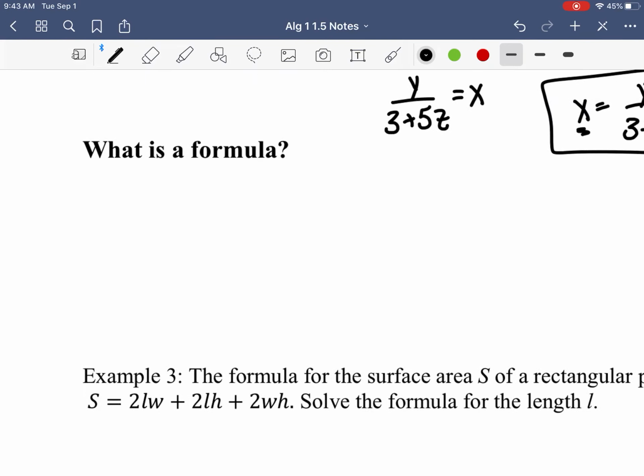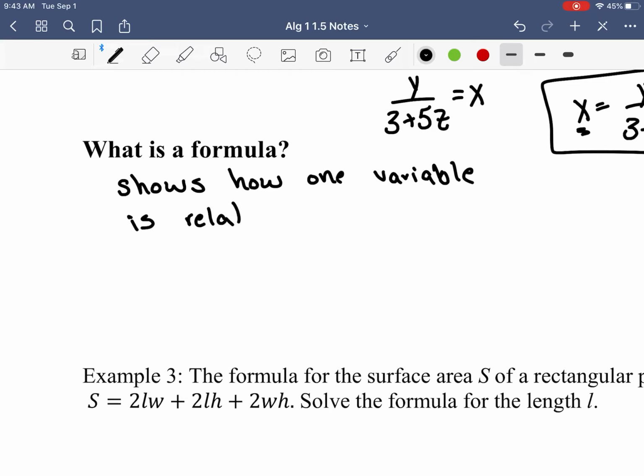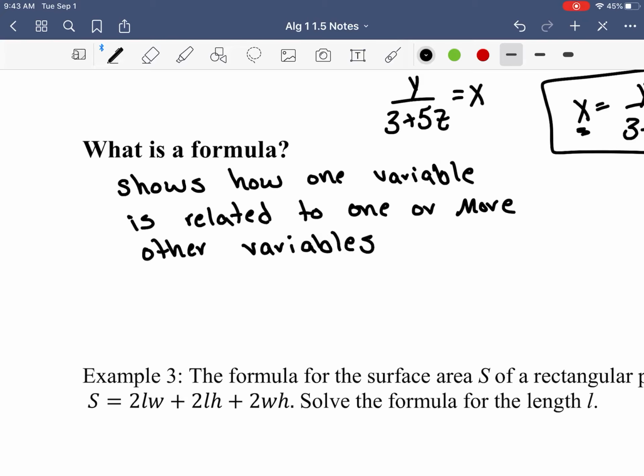Okay, so what is a formula? A formula shows how one variable is related to one or more other variables. You know a lot of different formulas. You have had a bunch of them.